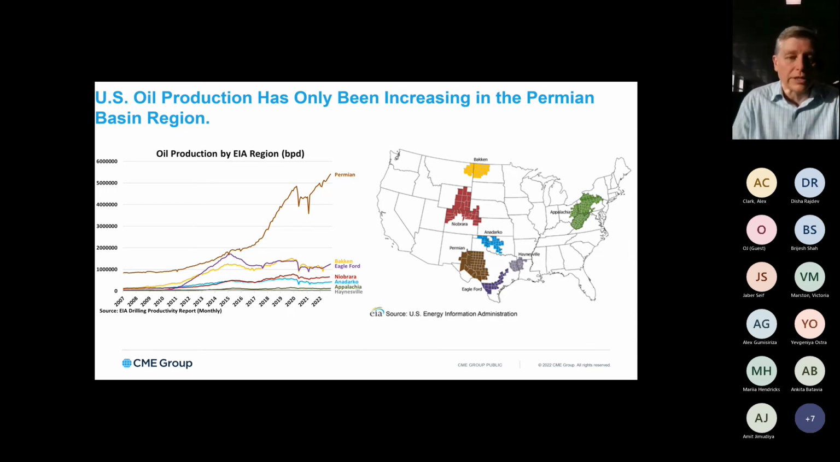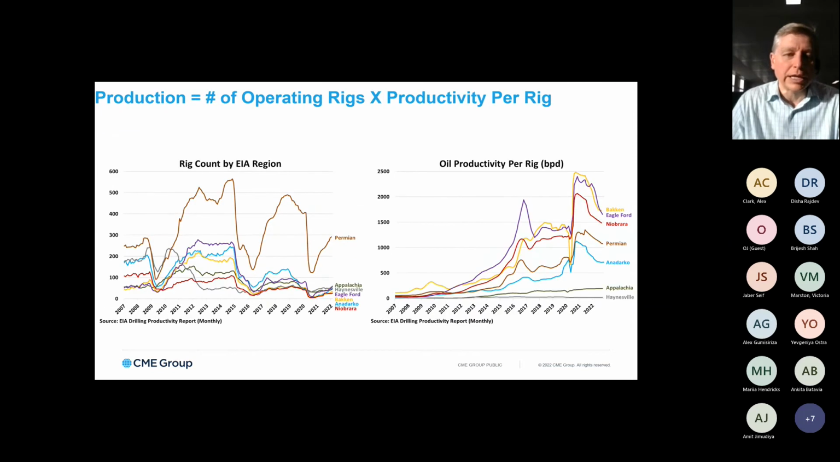But all of these other regions, the Bakken, Eagle Ford, Niobrara, the Anadarko region, their production of oil has kind of stagnated in recent years, and for the most part is lower than it was 7 or 8 years ago, back in 2014 and 2015. But essentially, there's a very simple equation: the amount of oil production is equal to the number of operating rigs multiplied by the productivity per rig.